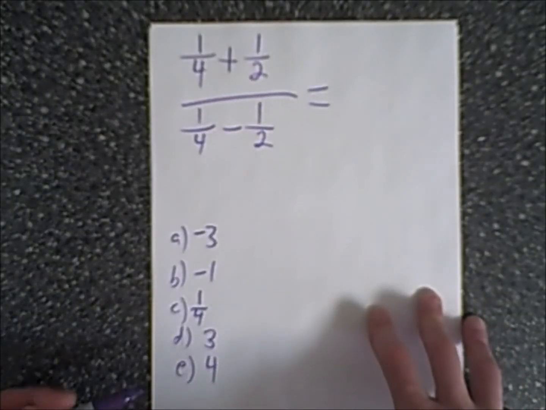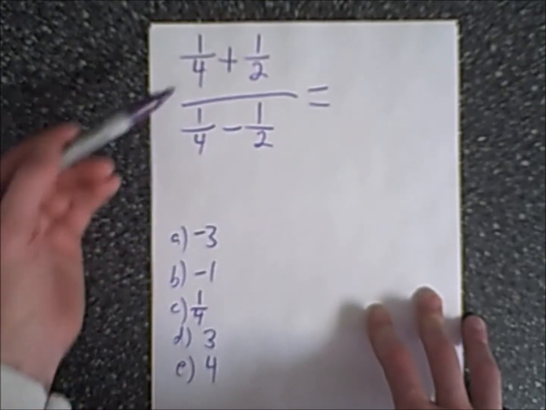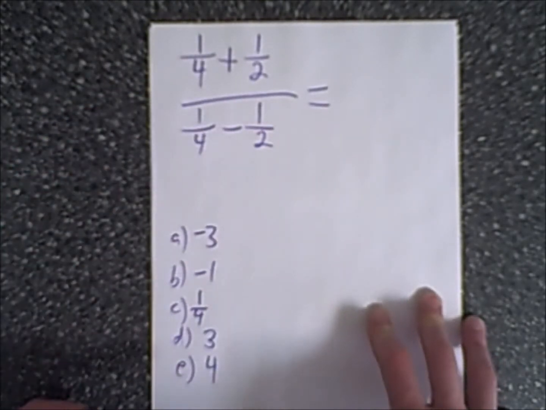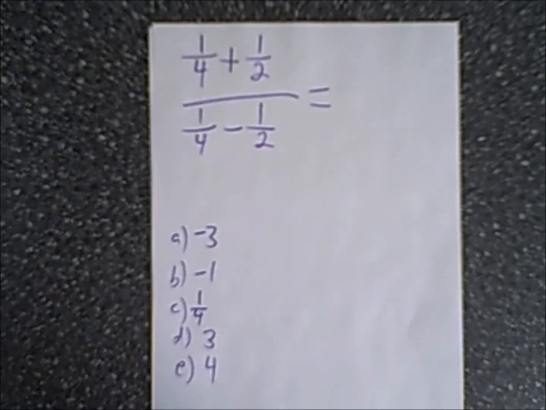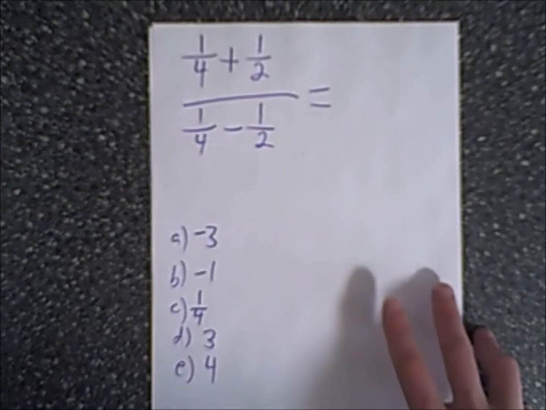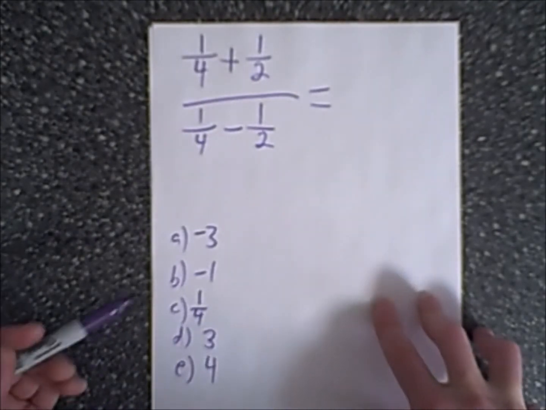And our fifth question is a fractions question. We have 1/4 plus 1/2 divided by 1/4 minus 1/2. And this is a good exercise in fractions because we get to add them, subtract them, and divide and/or multiply them. So let's take the first part.